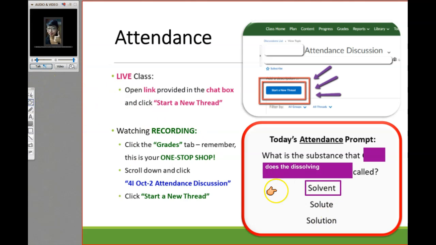Great job, everybody. That is the answer for today's attendance discussion. Please actually write it out. So say the solvent. Oops, let me write it up on the board for us. The solvent does the dissolving. That is the correct answer for today's attendance.